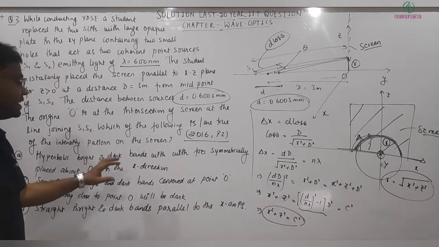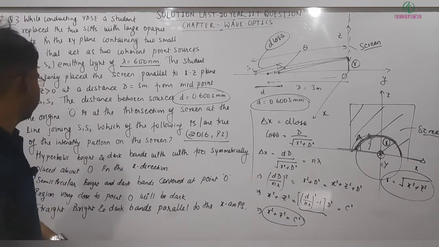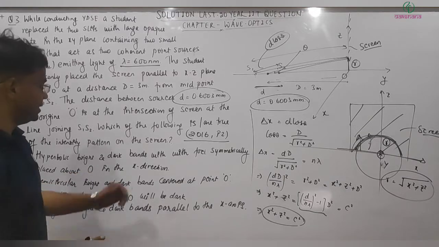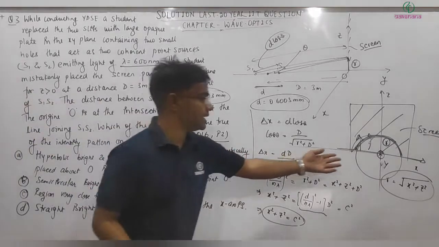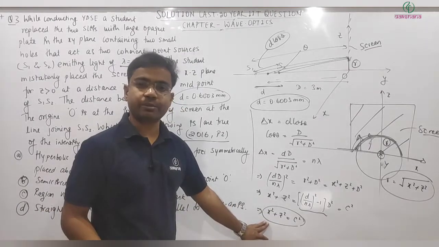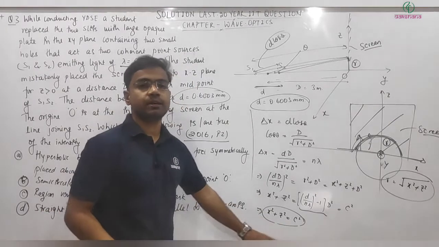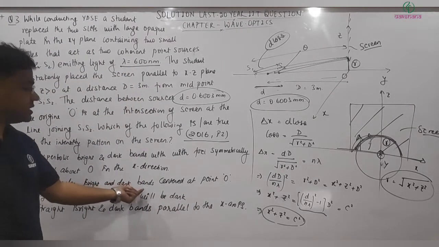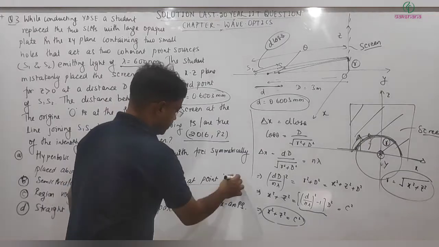Hyperbolic bright and dark bands with foci symmetrically placed about O in the x direction. So definitely you can check it's not at all matching. There is no hyperbola, no hyperbolic bright and dark bands. It's only semicircular or circular. Semicircular bright and dark bands centered at point O.